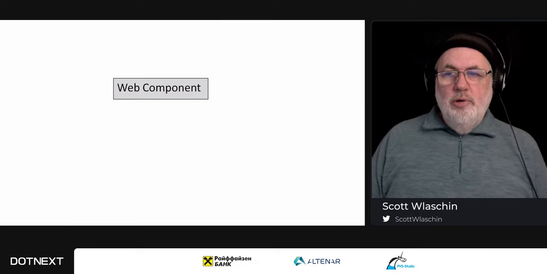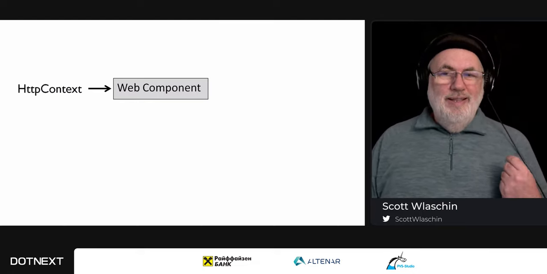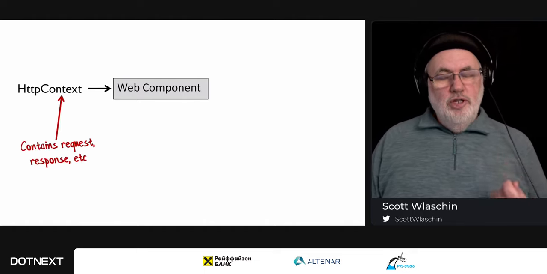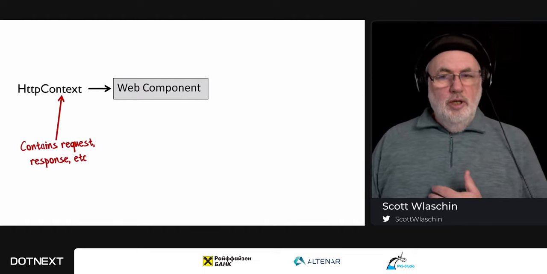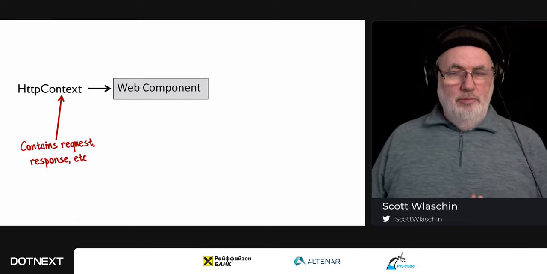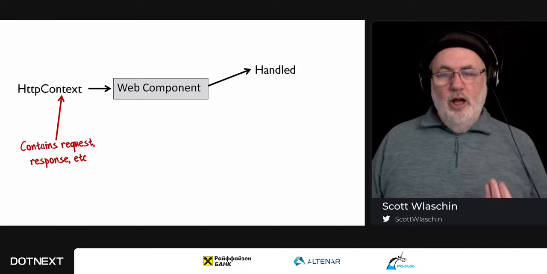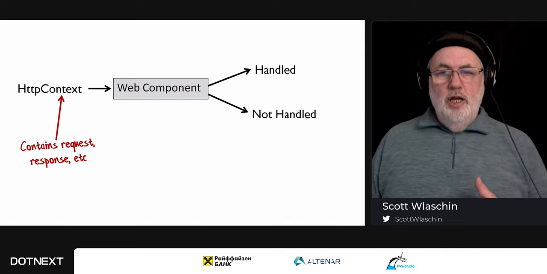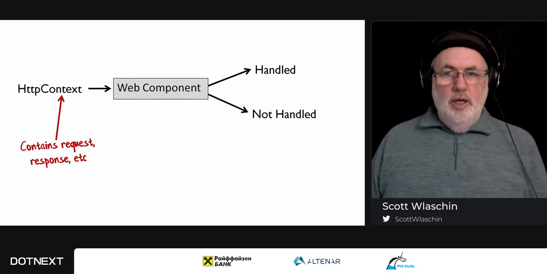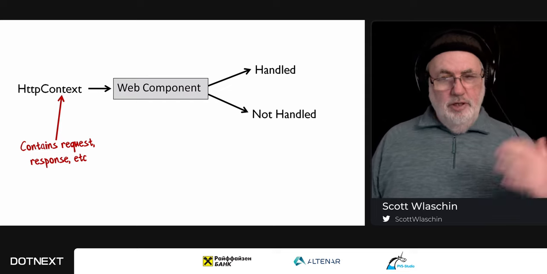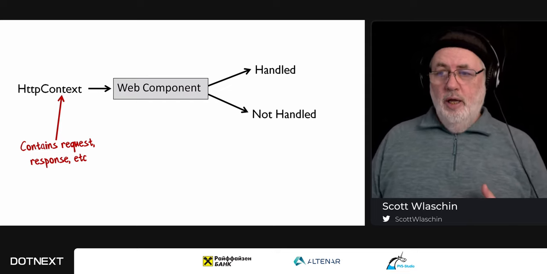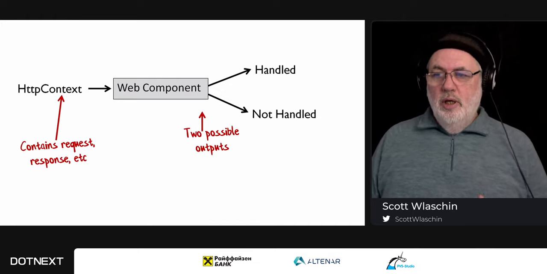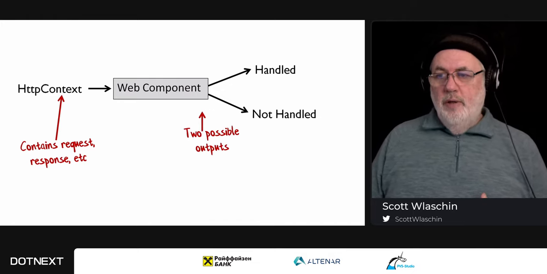What we're going to do is have a web component, and the input is an HTTP context. An HTTP context contains a request, a response, the cookies, everything you need to process the web, right? And then the output is either handled it or it didn't handle it. If it handled it, it could be because it matched something in the request, or it handled it by writing something in the response, or both. And if it didn't handle it, it would just return nothing, right?